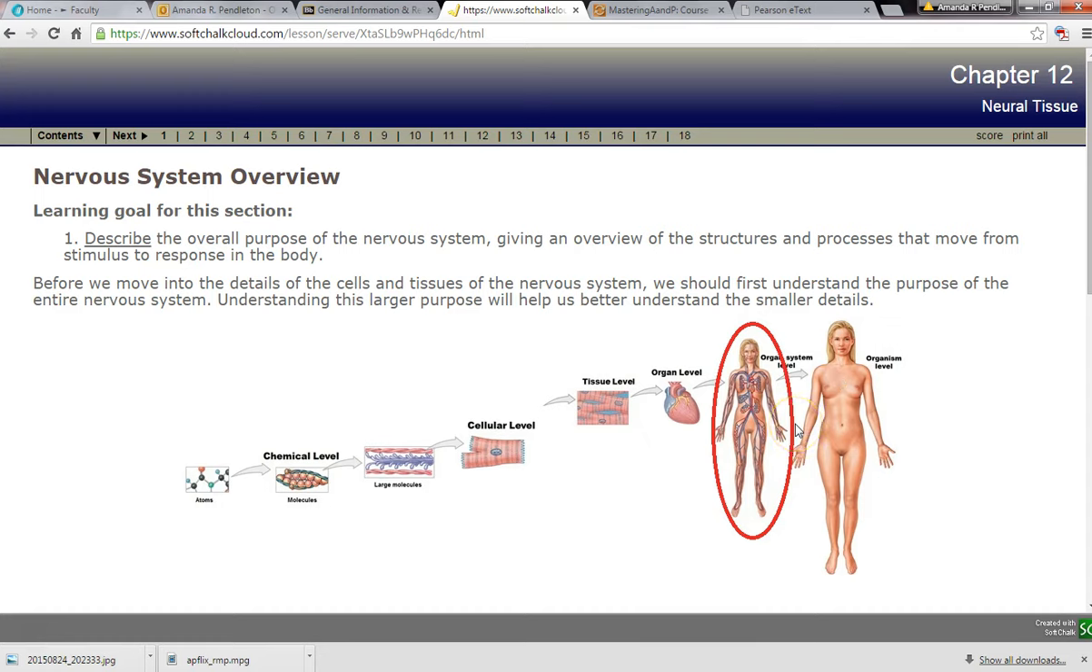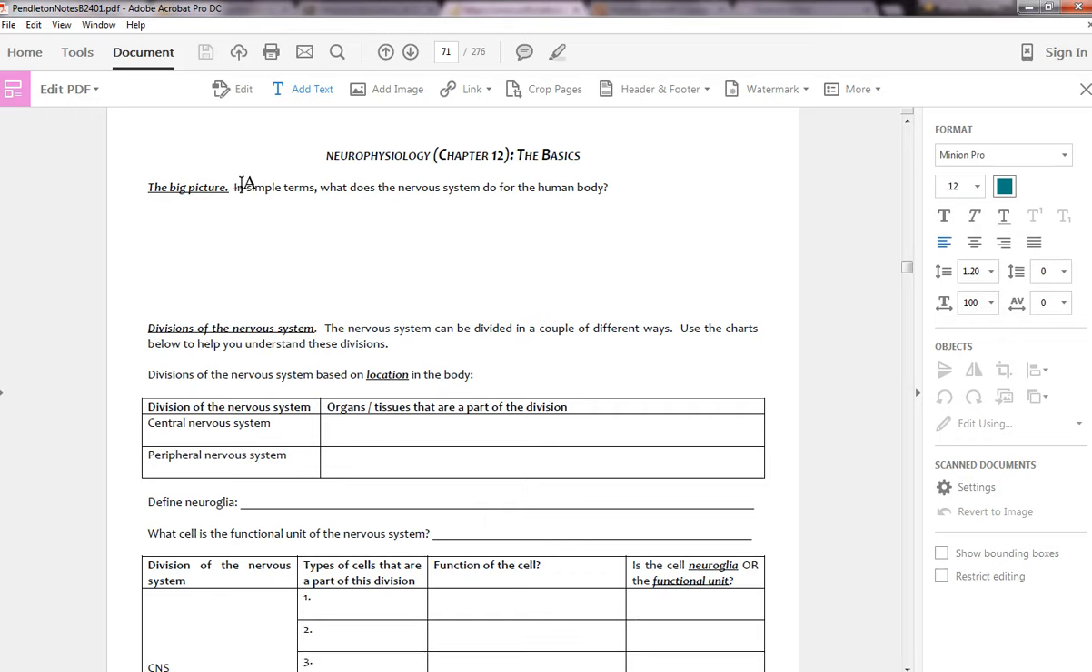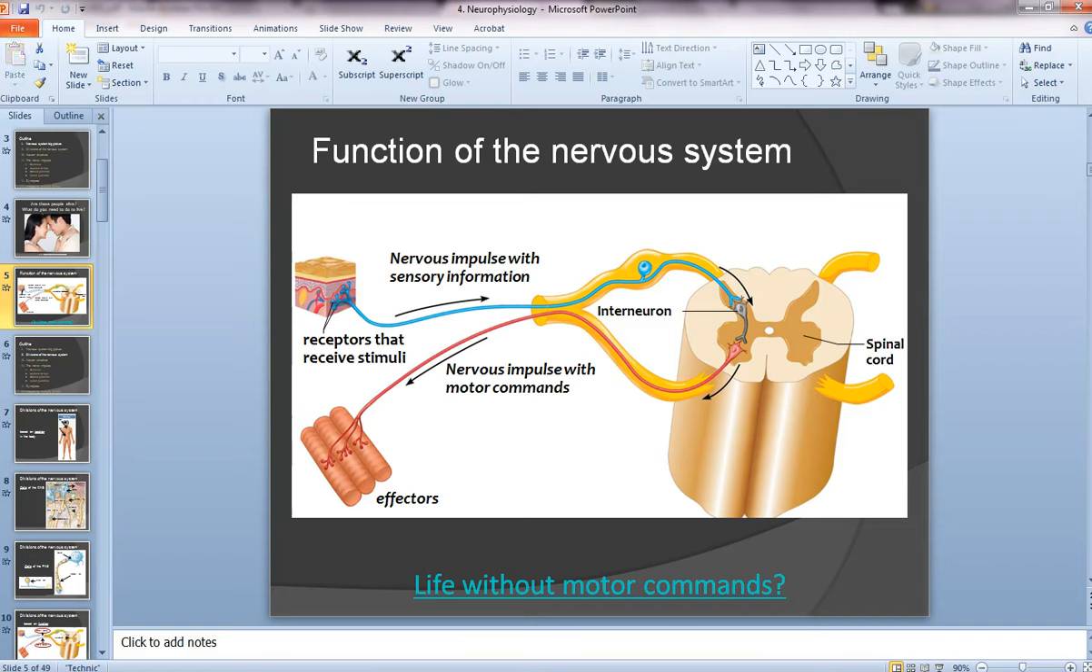And so when we think about the nervous system, it is at the organ system level. Before we get into some of the cellular details of this system, the tissue details, the organ details, I want to talk a little bit about just the purpose of the overall system. It's really important to have this big picture. If you're following along on the notes, we're here where we're talking about the big picture. So, what does the nervous system do for the human body?